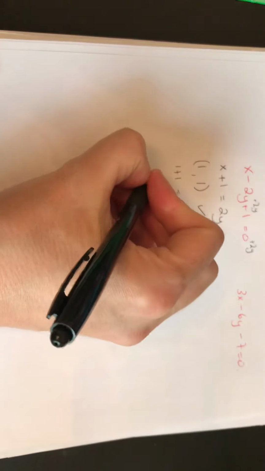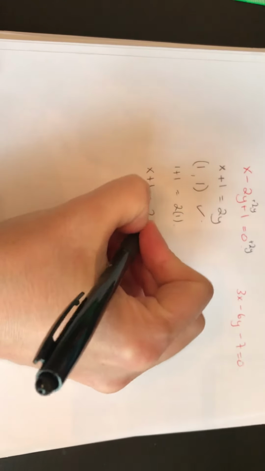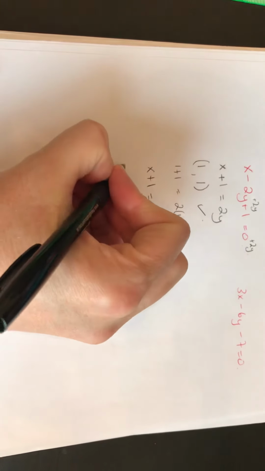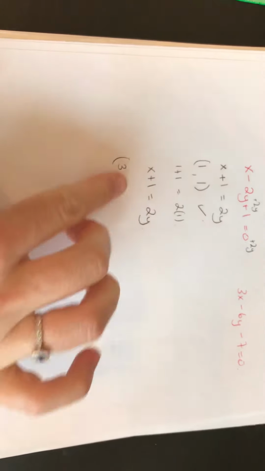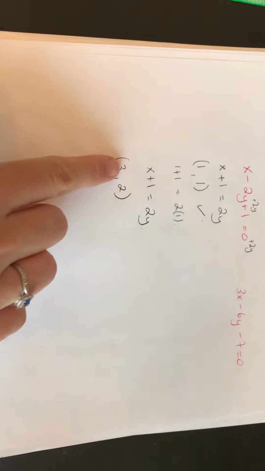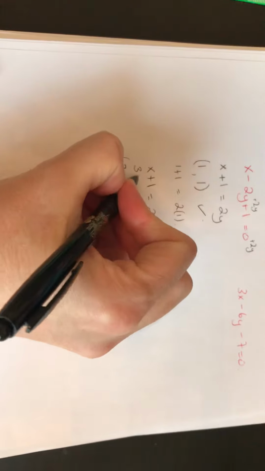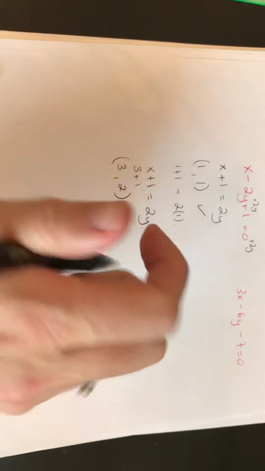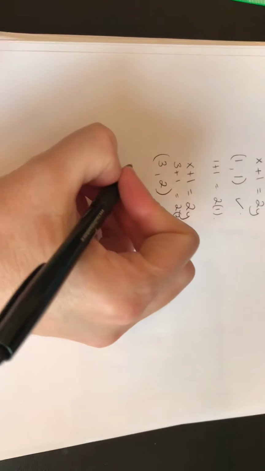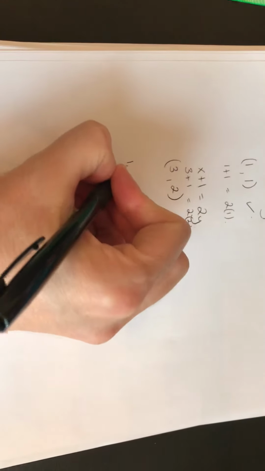And then x plus 1 is equal to 2 times y. So maybe 3 for x. So 3 plus 1 is 4, and 2 for y. Does that work? 3 plus 1 is equal to 2 times 2. Yep. So there's a second point. So my 2 points here are (1, 1) and (3, 2).